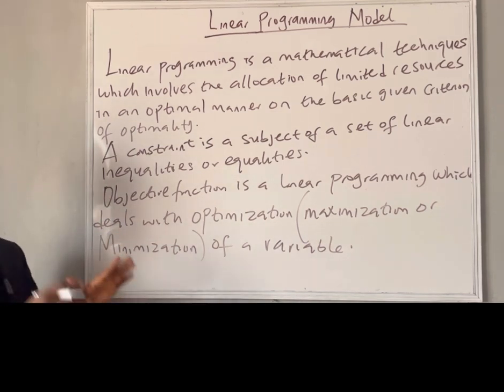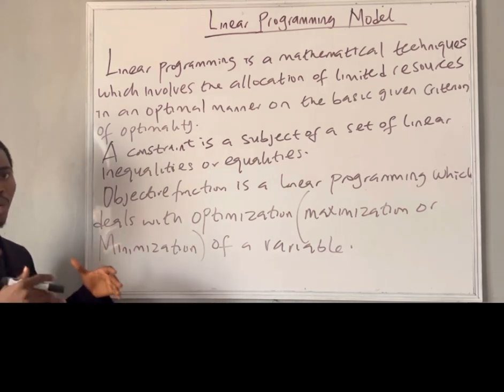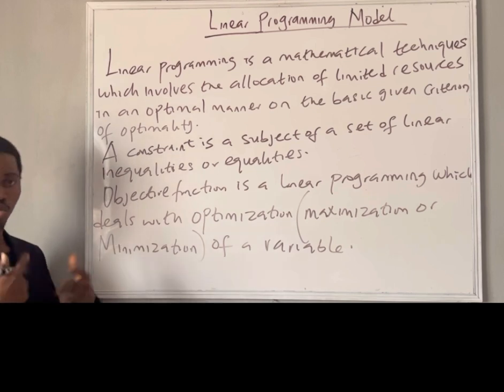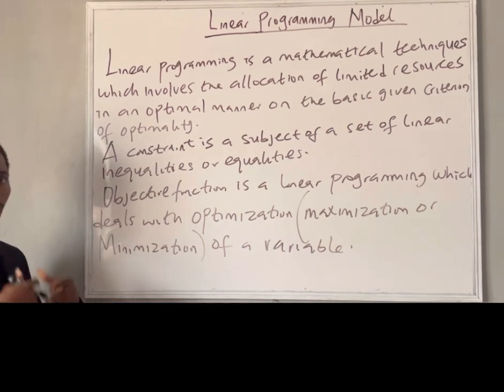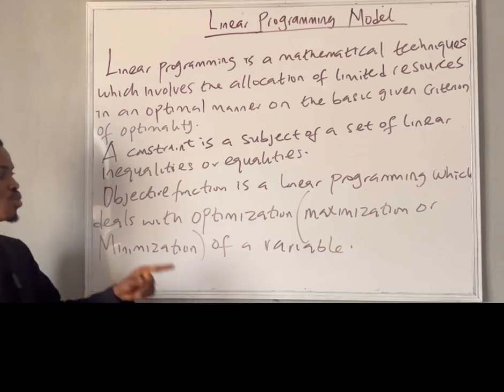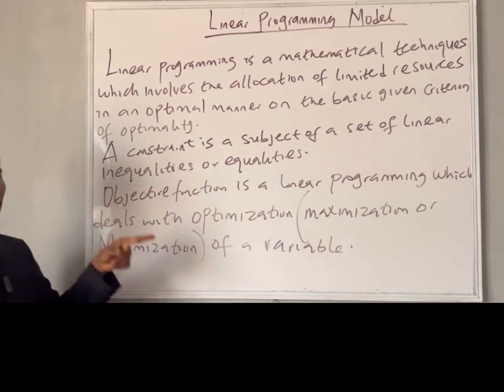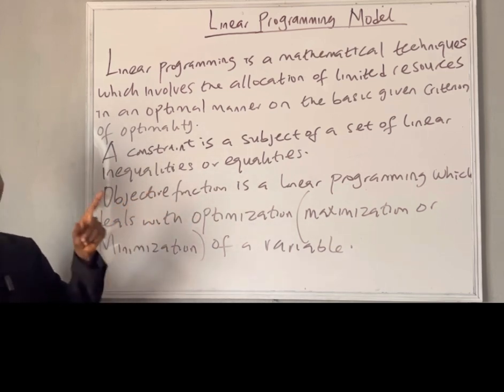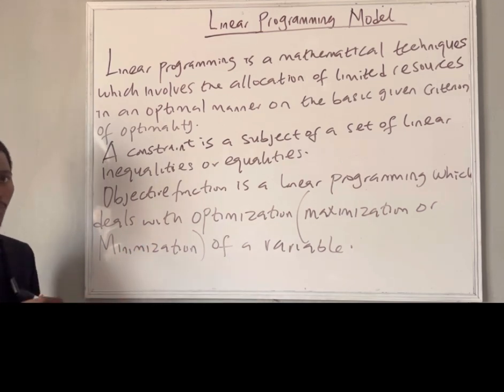So the objective function is a linear programming term which deals with optimization. When we are dealing with the objective function, the question can be about profit. Whenever a linear programming problem tells us to solve it as a profit, it means we are going to maximize the objective function. That is, we are using maximization because we maximize profit.